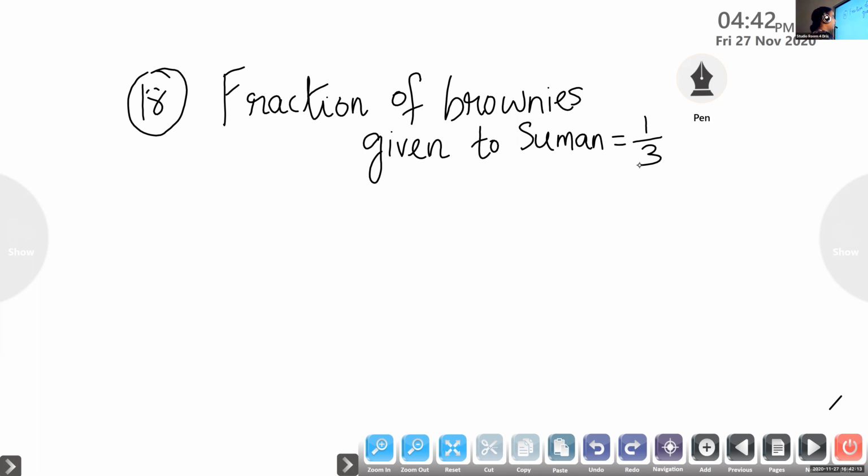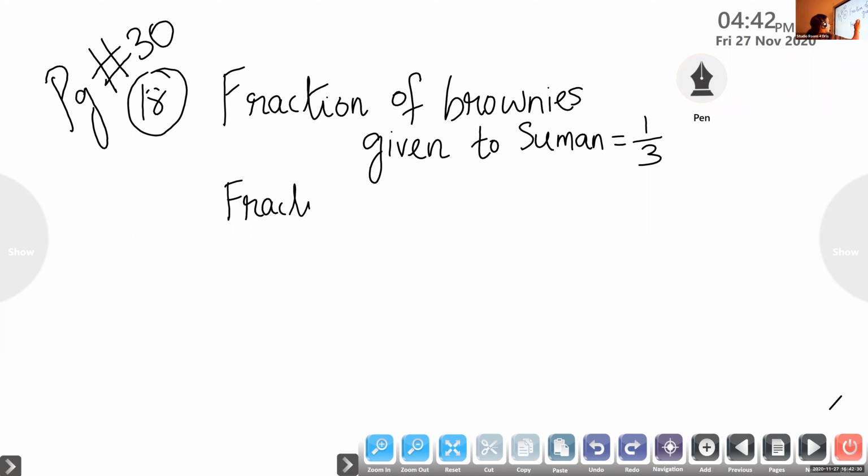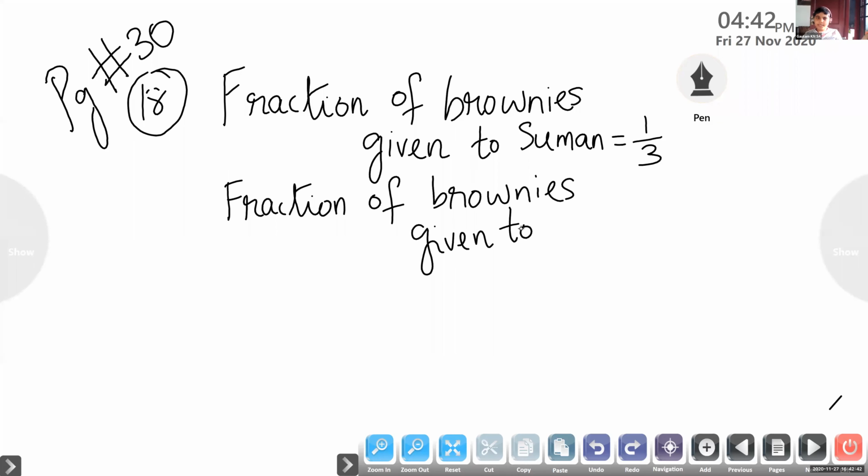Next, the same: fraction of brownies given to Arhan. So, children, this is the question on page number 30, part 2 of the workbook. Fraction of brownies given to Arhan: 1/6. Nice name. I have only heard Arfan; Arhan, first time I am hearing. Now this is 1/6 and Suman's is 1/3.